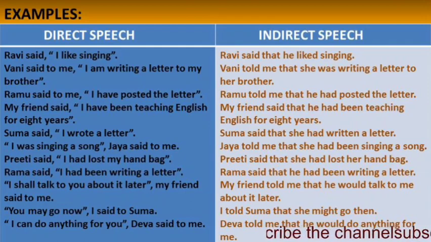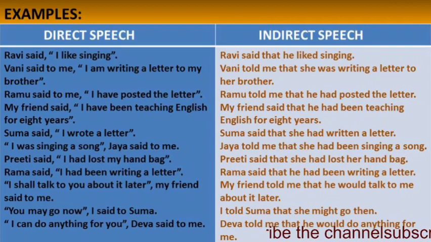My friend said, "I have been teaching English for 8 years." It's in present perfect continuous tense. Then in indirect speech, my friend said that he had been teaching English for 8 years. Past perfect continuous tense. Then if the given sentence in direct speech is simple past tense, look at the sentence.